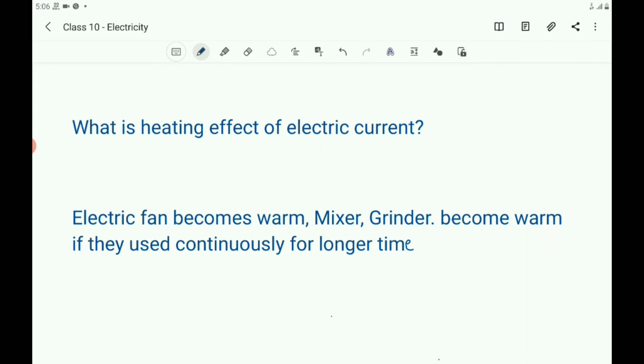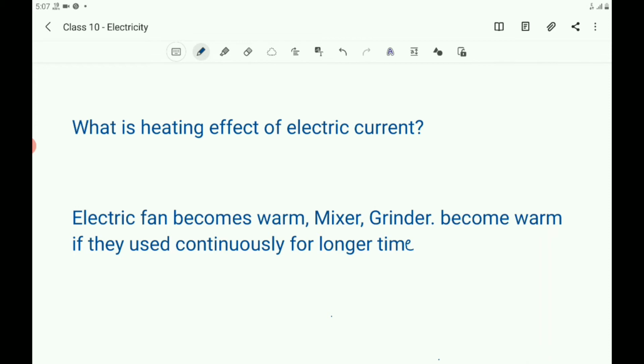We often observe this in our everyday life. An electric fan becomes warm if used continuously for longer time, and mixer, grinder becomes warm if used continuously for longer time. On the other hand, if the electric circuit is purely resistive, that is a configuration of resistors only connected to a battery, the source of energy continuously gets dissipated entirely in the form of heat.